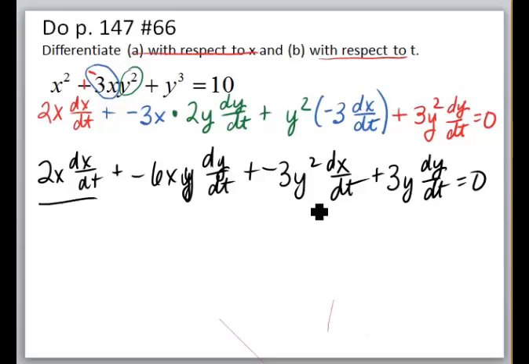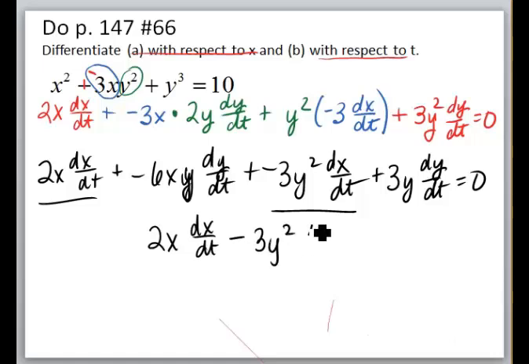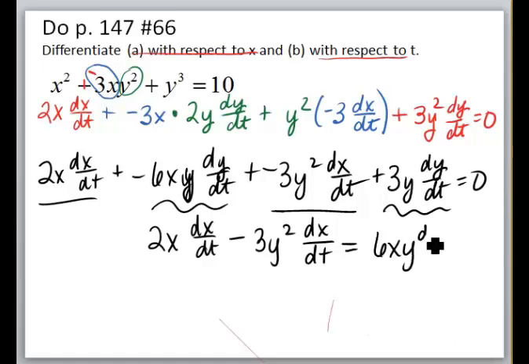I'm going to keep these two dx over dt's on the left-hand side. 2x dx over dt minus 3y squared dx over dt equals, I'm going to move this other one to the right-hand side. So I'm going to have 6xy dy over dt minus 3y squared dy over dt. And that is as far as I'm going to be able to take it.